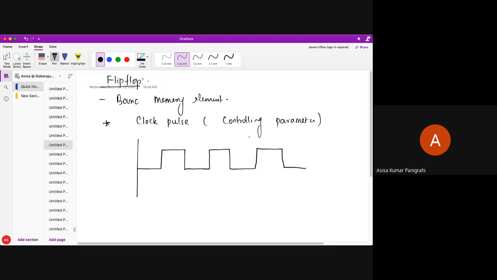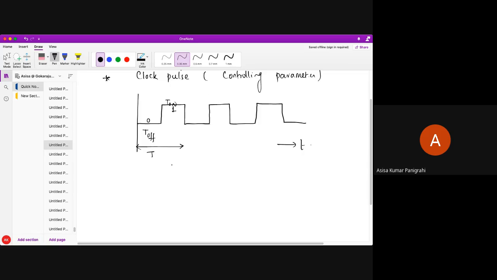This is called square waves. This axis is your time. This is called t off of the clock, and this is called t on of the clock. This is 0, this is 1. This t off plus t on is called the total time period of the clock. Now one important concept I'll tell you over here again, that is what is called duty cycle.